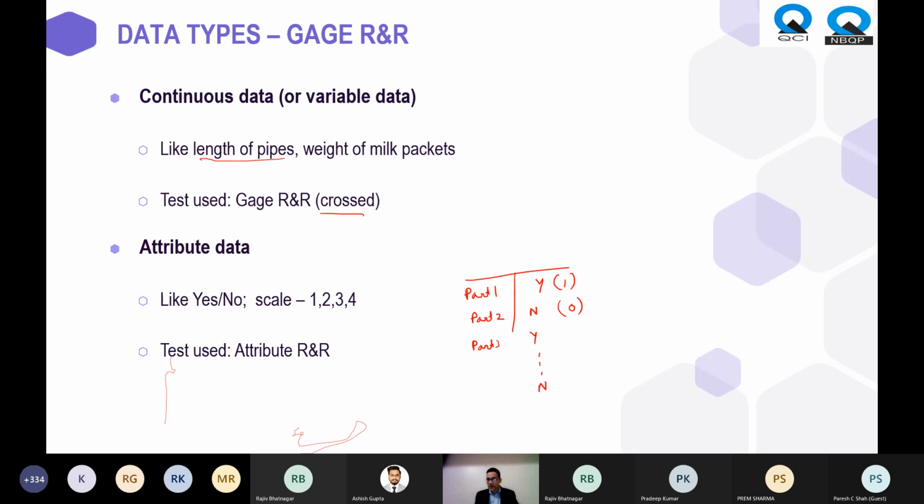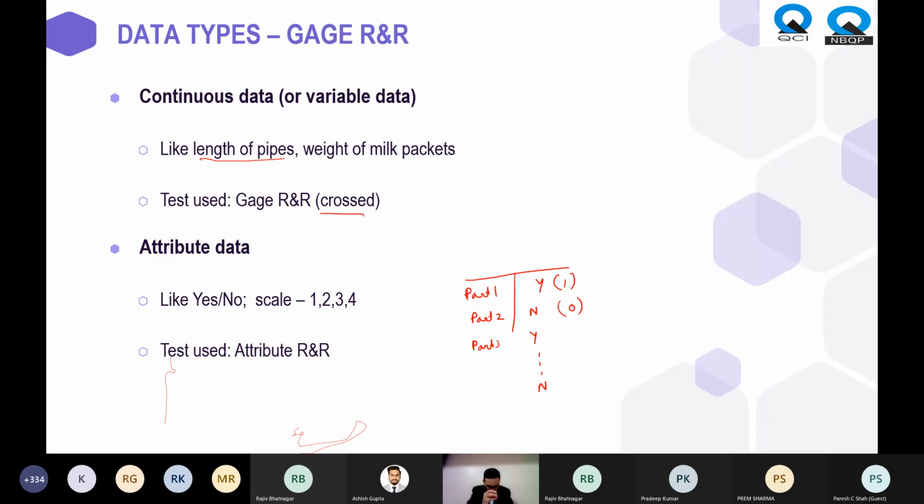If I am making a CNC part and I am saying whether there is a scratch in that piece or not, if there is a scratch I reject it, and if there is no scratch I accept it. So if I am making the demarcation with respect to scratch, that will be part of my attribute data. But for the same piece, if I am making the demarcation with, let's say, length undersize or oversize, and I am not saying just undersize or oversize but capturing the data, it's 5.1, it's 5.11, something like that, then the same piece will fall under my continuous data range, variable data range. In that case my MSA study will be gauge R&R crossed, and if I'm using this scratch, this attribute part, then it will be attribute R&R.